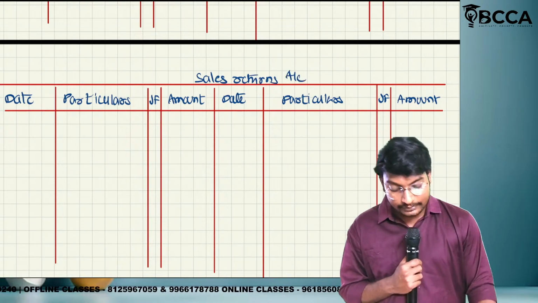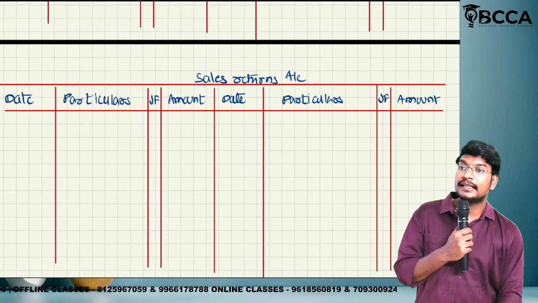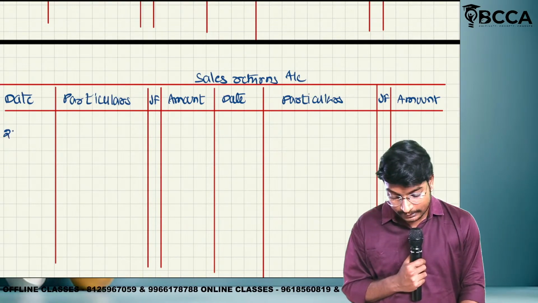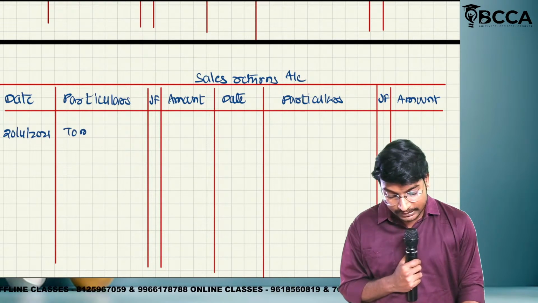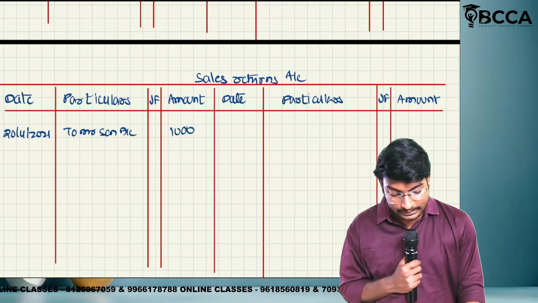In the sales returns, which side we need to record? We need to record on the debit side, because what is the entry ma? Sales returns account debit to Mr. Sane account. What is the date of the transaction? 20th April 2021 to Mr. Sane account. Amount is rupees 1,000.